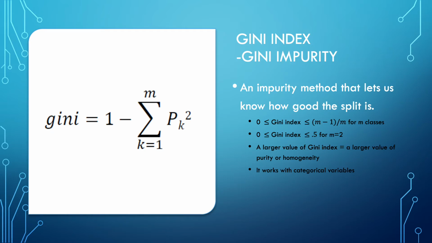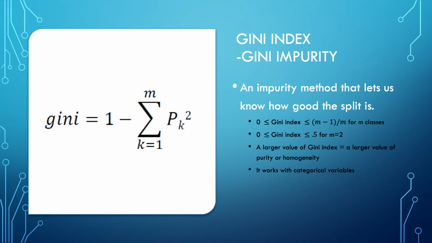Gini index, also referred to as Gini impurity, is an impurity measure method. It tells us how good the split is within the tree. The objective is to see whether the impurity is the lowest, so then we would stop splitting or continue to split. For an outcome variable with m classes, Gini impurity index is defined as 1 minus the summation of all the probabilities squared.